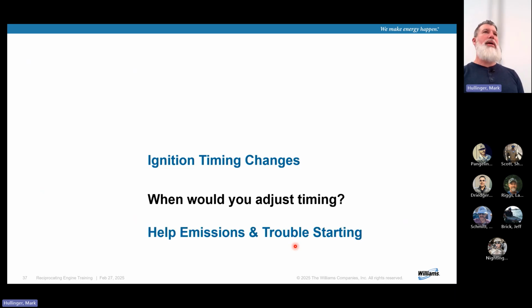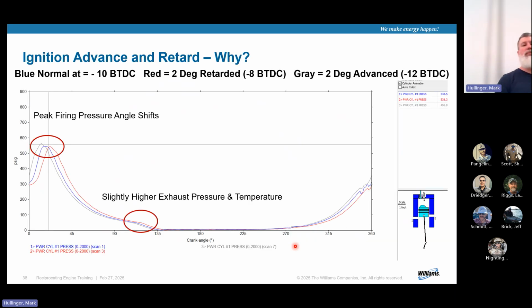Okay. So any questions with fuel valves? Okay, how about ignition timing? Do we mess with ignition timing? Sometimes. Sometimes we do. We can. And in some places it's good to do it if you know what you're doing, okay?